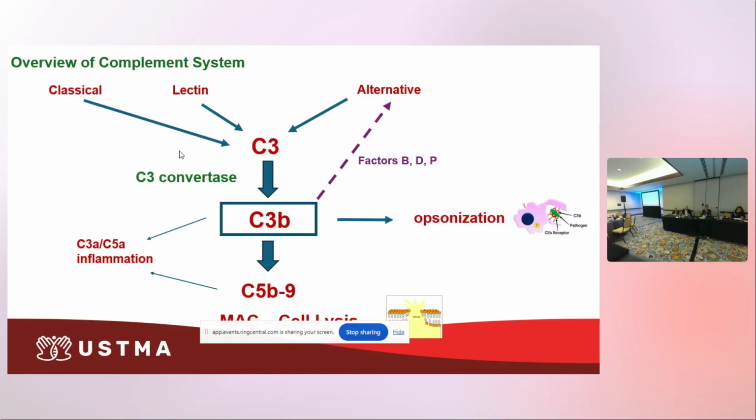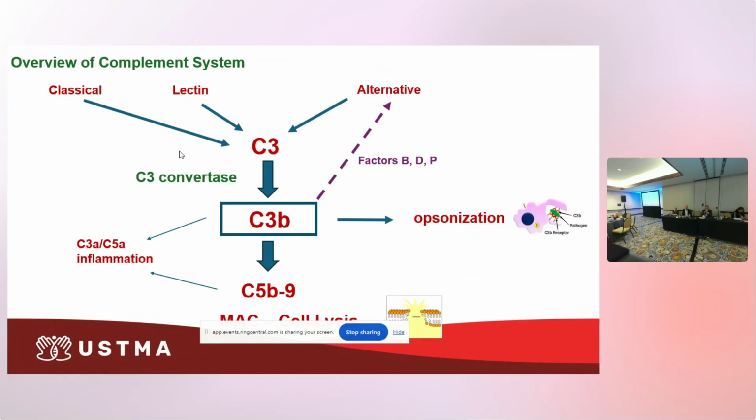Now, unlike the classical and the lectin pathway that need to be activated, the alternative pathway is constitutively active at low levels in the body, which is called the C3 tickover. So really what it means is that small amounts of C3 activation or C3b production is always happening in the body. There's a regulation of C3b production.